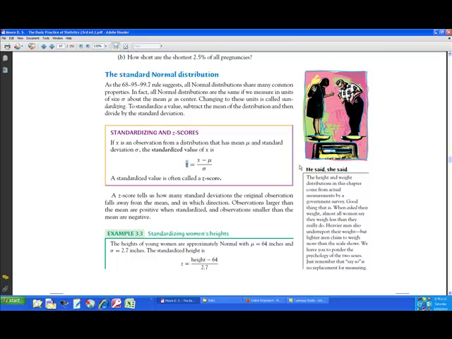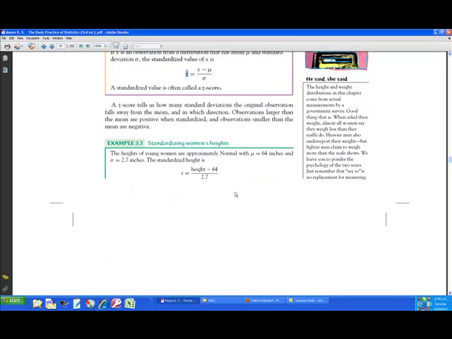Okay, and you could do that for any number. Let's try an example of this. The heights of young women are approximately normal. So they're saying that the heights of women are approximately normally distributed, with a mean mu of 64 inches. If you want to convert that to centimeters, you'd have to multiply it by 2.54. But let's just leave it at 64 inches, and the standard deviation of these women's heights is 2.7.